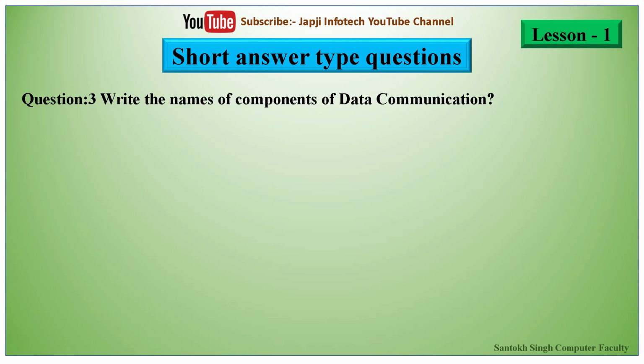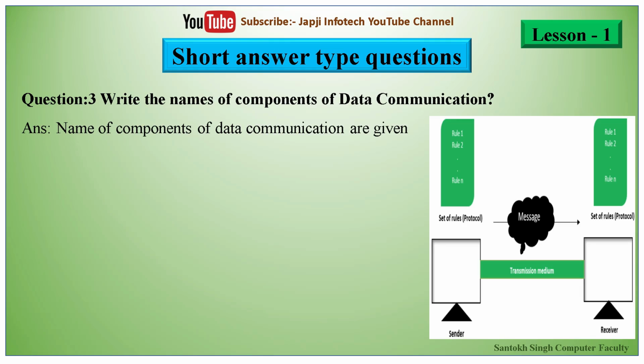The third one is: write the names of the components of data communication. The names of the components of data communication are given below. The first one is sender, the second one is medium, the third one is receiver, and the fourth one is protocol.